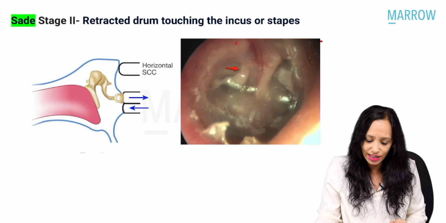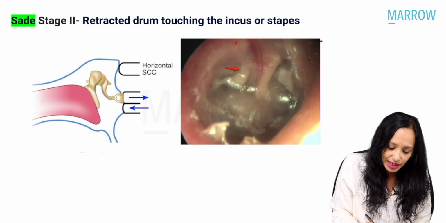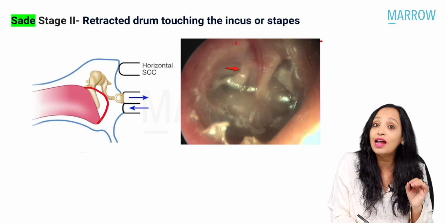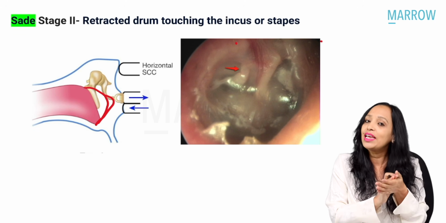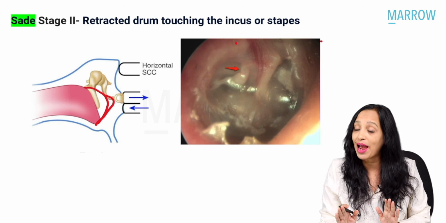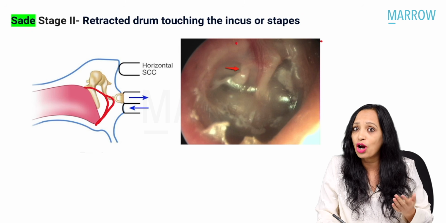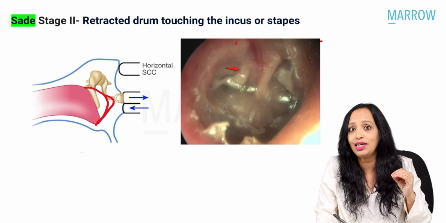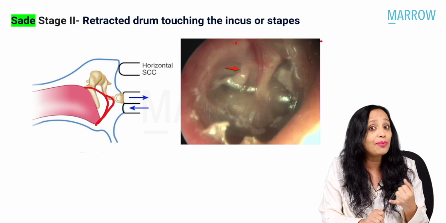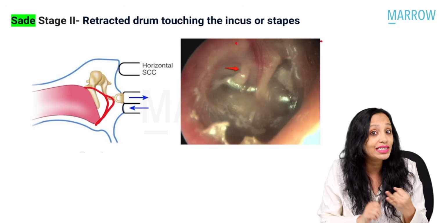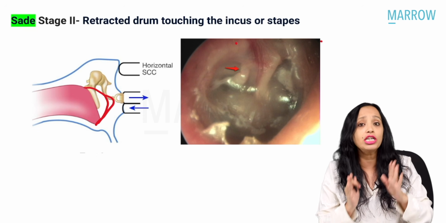Now what is the second stage? Now in the second stage, the retraction will go more medially. More medially means it will go and touch the incus or the stapes. Both are present together, either the incus or the stapes. So when we look at the tympanic membrane, what we have to look at is whether it is touching the incus or not, which means which part of the middle ear are we interested in here? Very good, the posterior part, because in the posterior part we will see the incus and the stapes. Is that clear? So yes, we will first see the posterior part of this tympanic membrane.